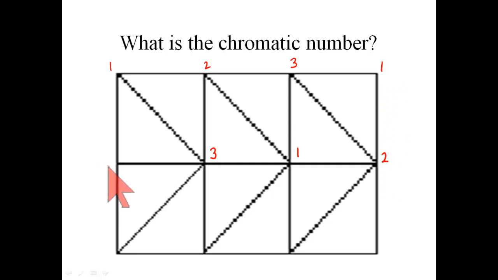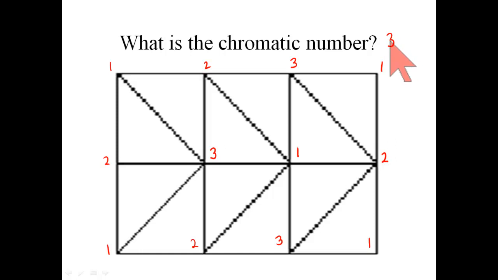This could be 1. I can reuse 2. Over here I could reuse 2 and 1, 2, 3, and 1. No two adjacent vertices the same color. The chromatic number of this graph is 3.